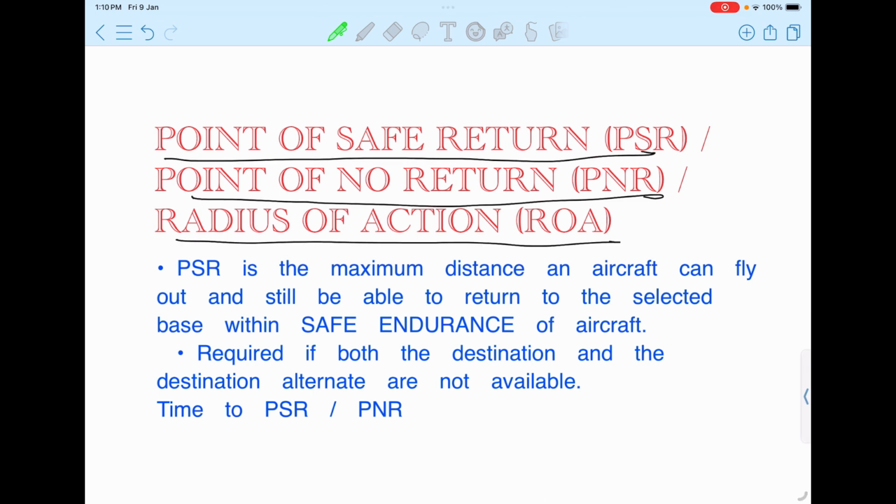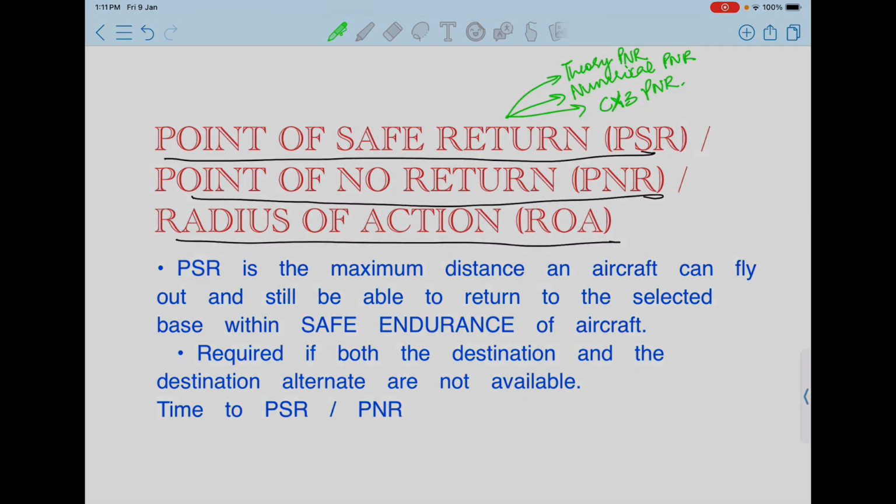Just like in critical point, PNR also has three types: theory based PNR, numerical PNR, and CX3. First, I'm going to explain to you what exactly PNR is and how it is different from critical point. Then we are going to study the notes.